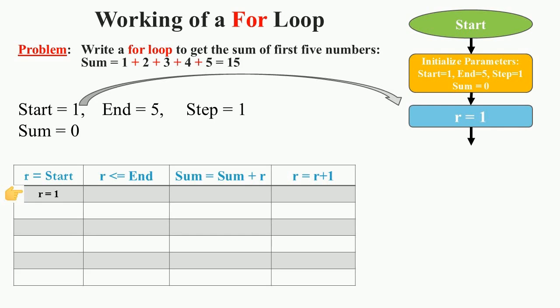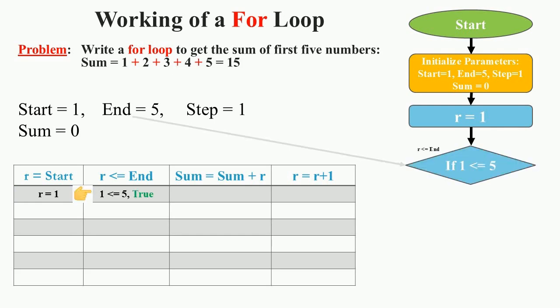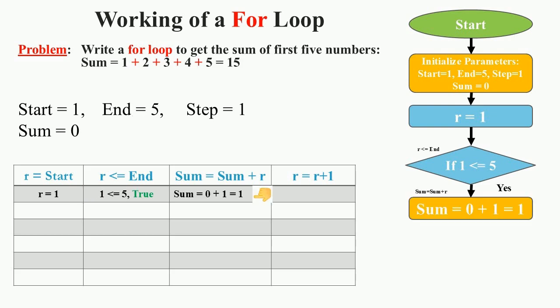Let's start with r equal to 1, then check if r is less than or equal to 5. As it's true, the statement sum equal to sum plus r is executed. Sum was 0 initially, and r is equal to 1. Hence, sum is 1 in this step. And finally, the increment step, where r is incremented by 1, and becomes 2 for the next iteration.